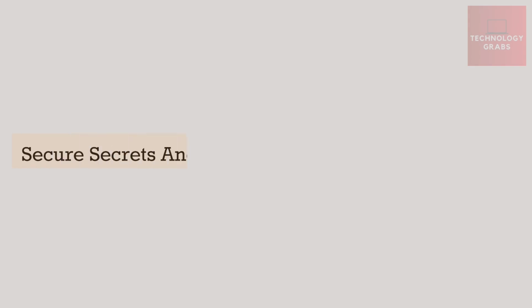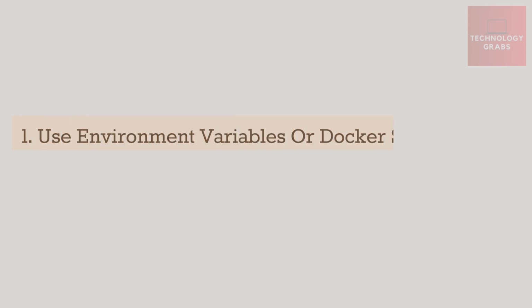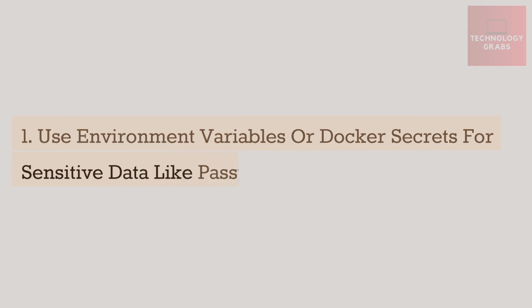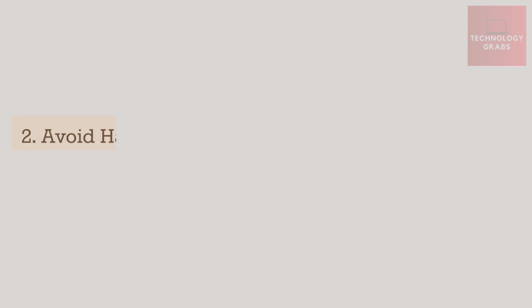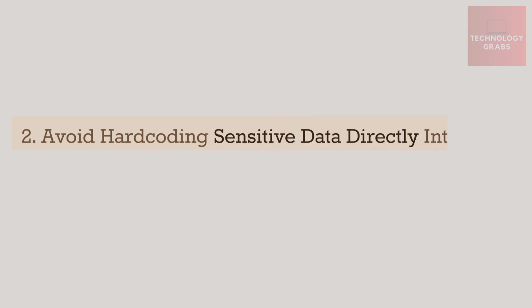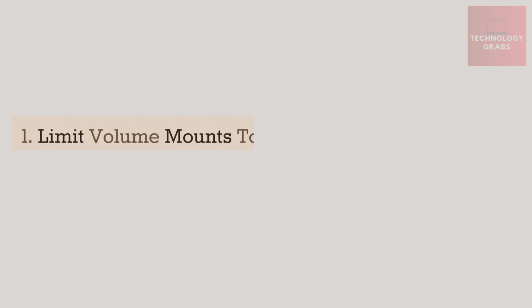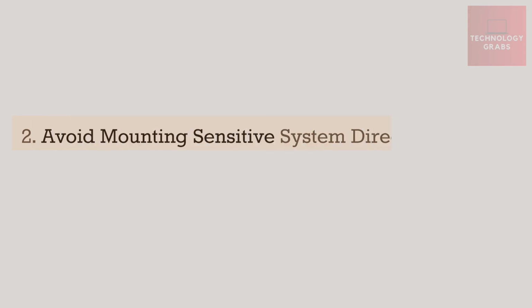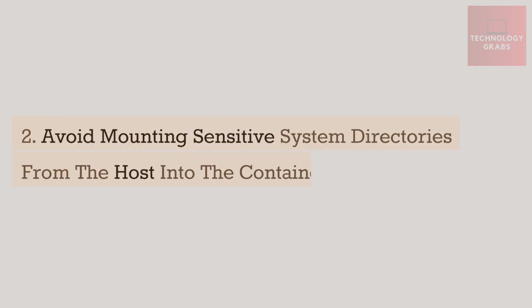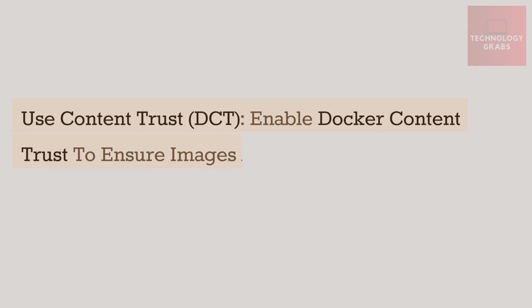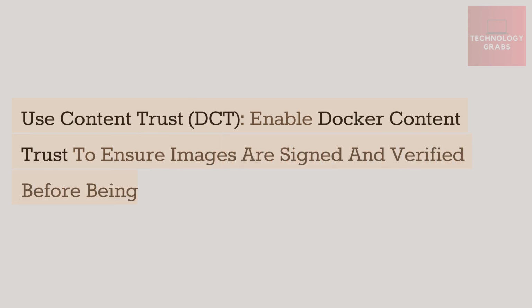Secure secrets and sensitive data. 1. Use environment variables or Docker secrets for sensitive data like passwords and API keys. 2. Avoid hardcoding sensitive data directly into your Dockerfiles. Limit volume mounts. 1. Limit volume mounts to only necessary directories. 2. Avoid mounting sensitive system directories from the host into the container. Use Content Trust, DCT. Enable Docker Content Trust to ensure images are signed and verified before being deployed.